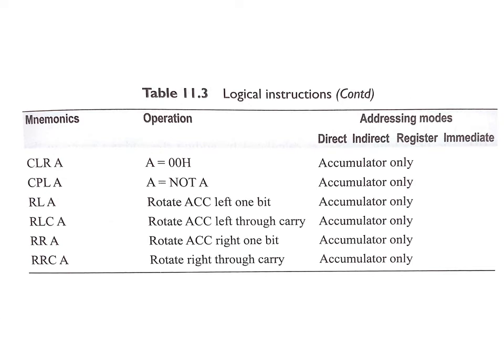And the more logical instructions, clear accumulator. When some result is in the accumulator, if you use the CLR instruction, it is reset to 00, accumulator only. The result is cleared in the accumulator. Next, CPL is complement accumulator, what it is having is going to be complemented. See, if A is having some 1, not A is 0.